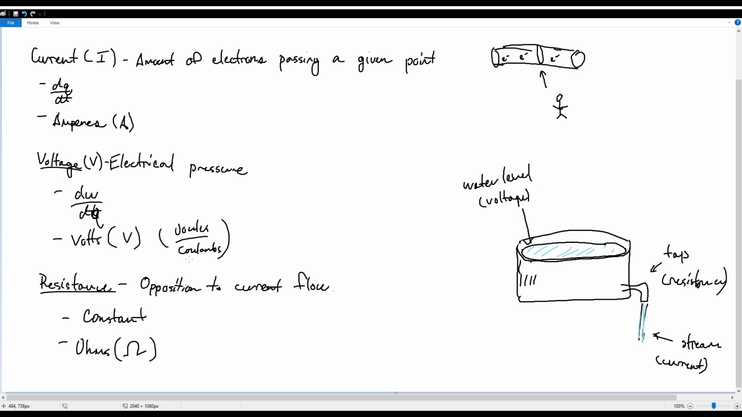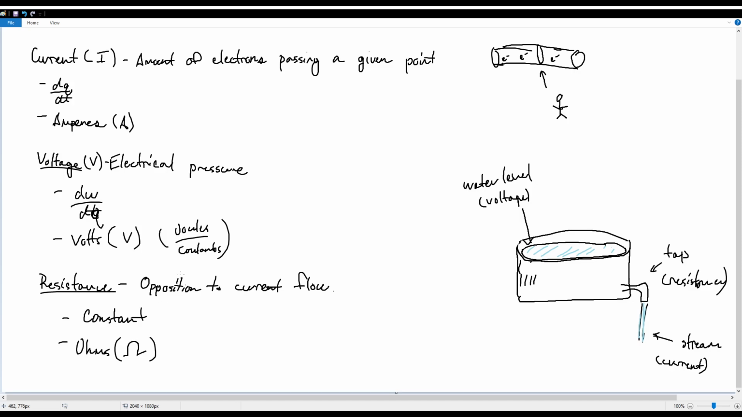Sorry that this is so poorly drawn, but I'm using MS Paint, so everything's kind of scuffed. And lastly, is resistance, right? Resistance is pretty much the opposition of flow. I'll talk a little bit more about this later on, but resistance is typically a constant, and its unit is ohms, and you write ohms as the Greek letter omega, right? Or, if you're me, it's an upside down horseshoe.